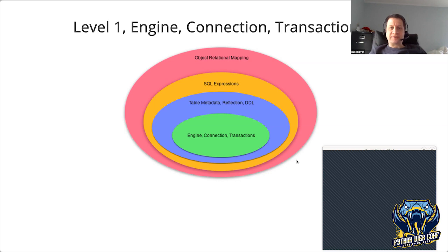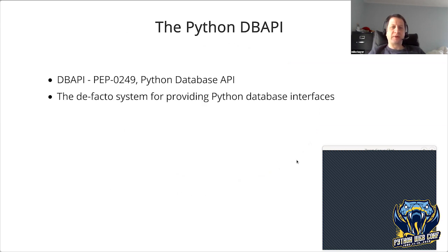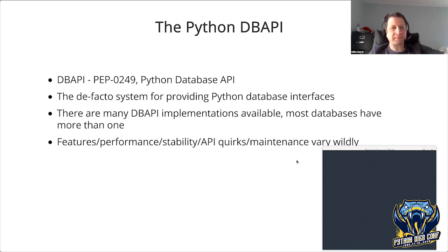And so, level 1 is the green circle, the engine, connection, and transactions. And then first we'll have some top level: what is the SQLAlchemy engine trying to do? Well, the first thing we have to deal with is the Python database API, which is PEP 249, which is the system that most people use for providing Python database interfaces. There's lots of them. Most databases have more than one. They're very, very different, even though there's a spec. The database APIs are super, super different from each other.